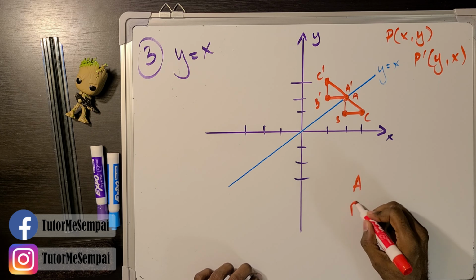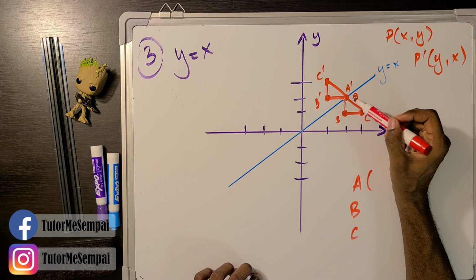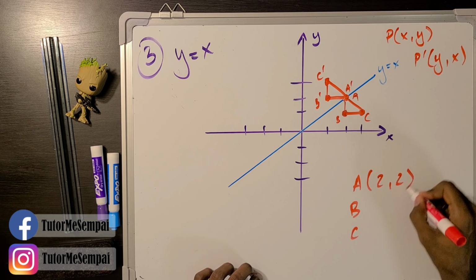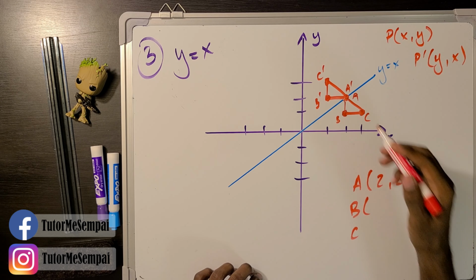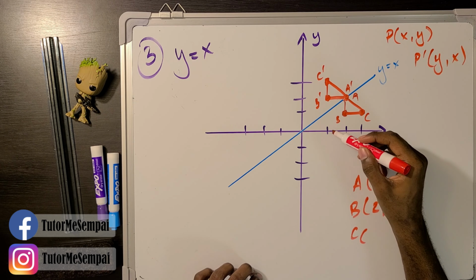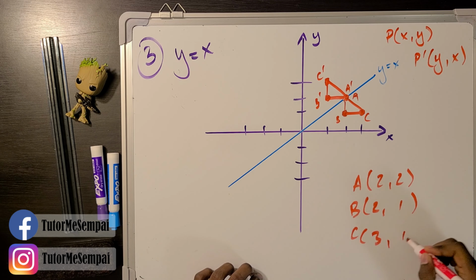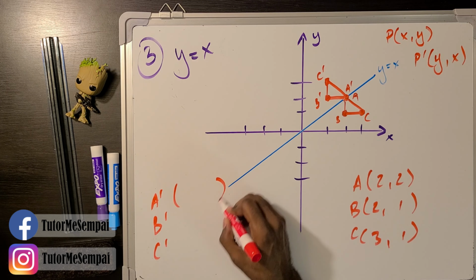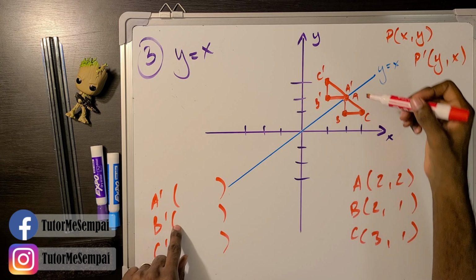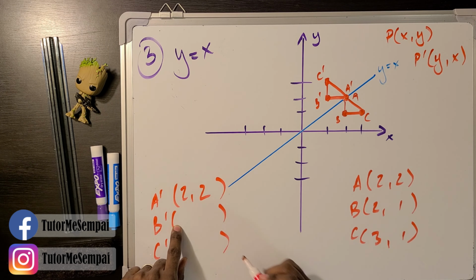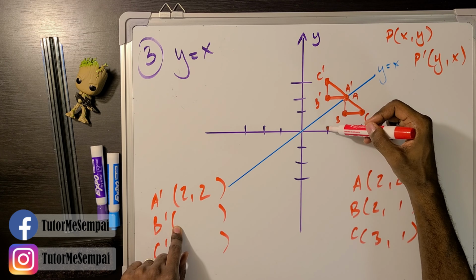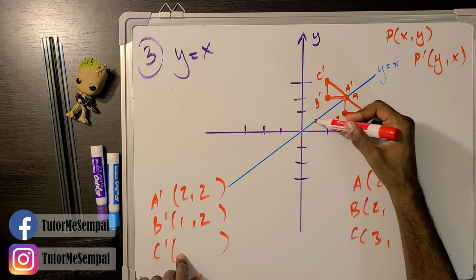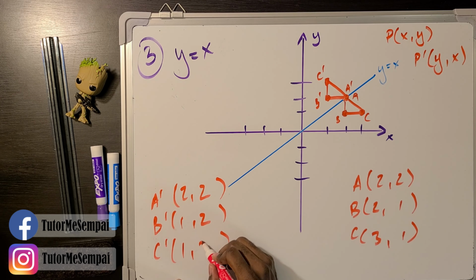So if A, B, and C are known to us to be, what is A? 1, 2, 1, 2. So A is 2, 2. B is 2, 1. And C is 3, 1. What about A prime, B prime, and C prime? What do we see those to be? Well, A prime is going to be the same, 2, 2. B prime is going to be 1, 2. And C prime is going to be 1, 3.